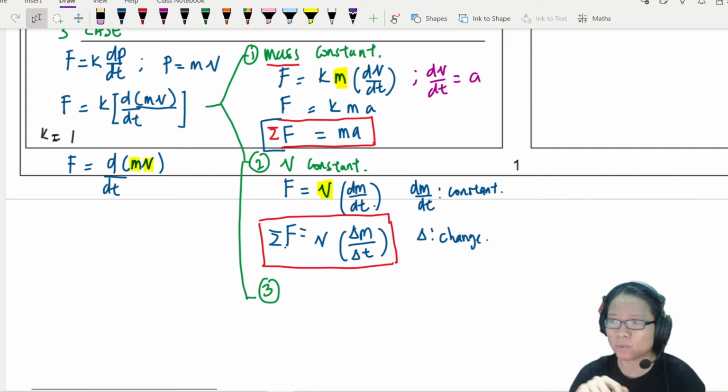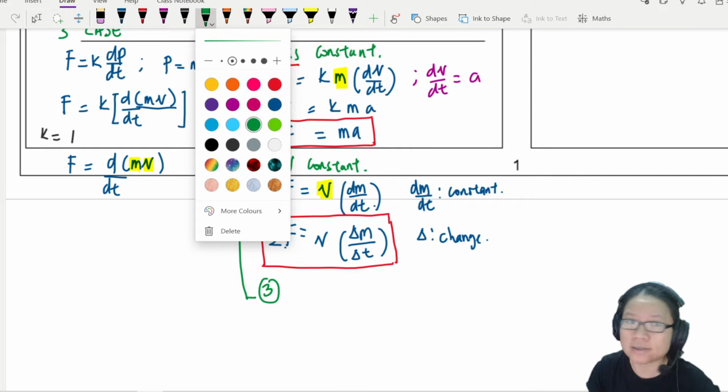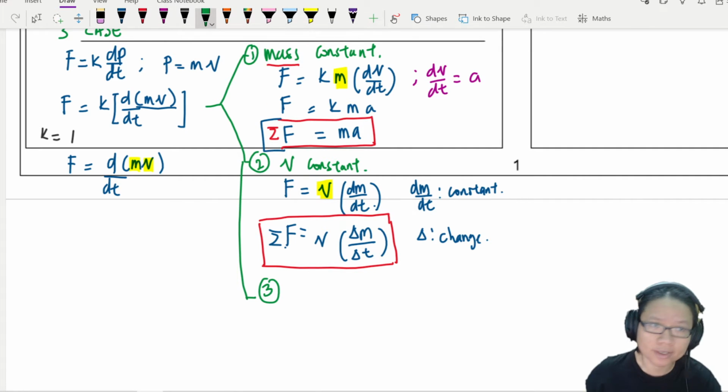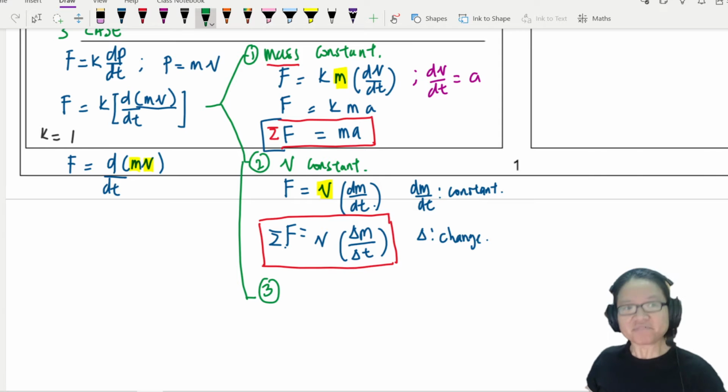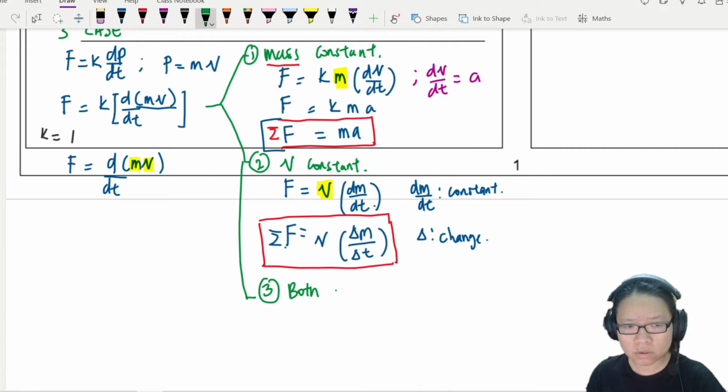And now we're going to look at the third one where nothing is constant. Otherwise undefined. Nothing is constant, which is just life, right? Nothing is constant in life. Anyway, this one is otherwise undefined, or both m and v not constant.